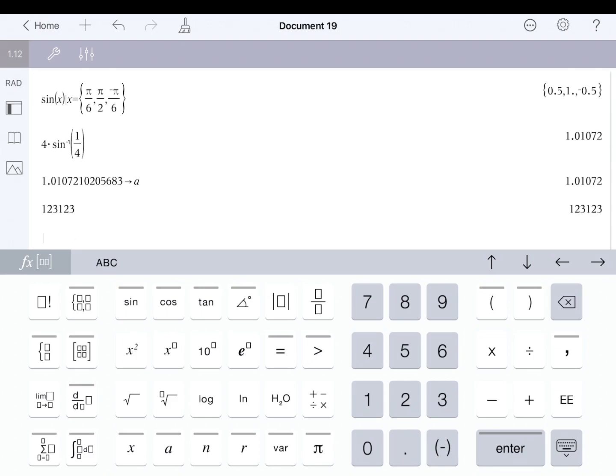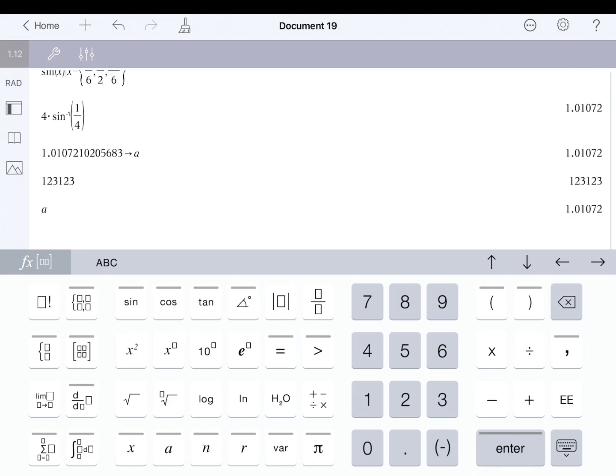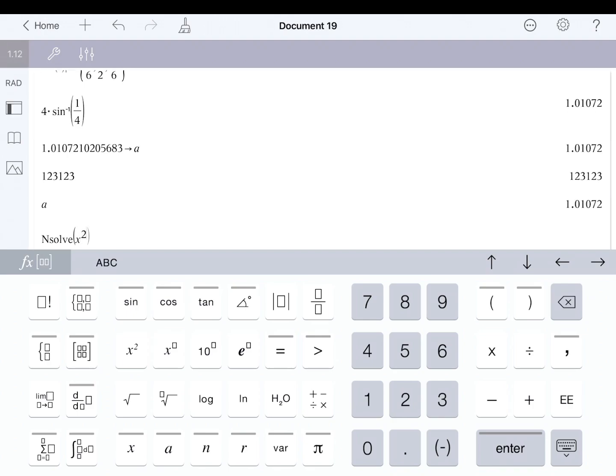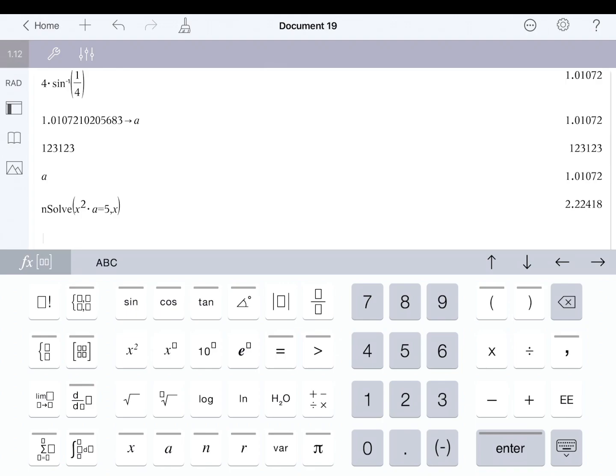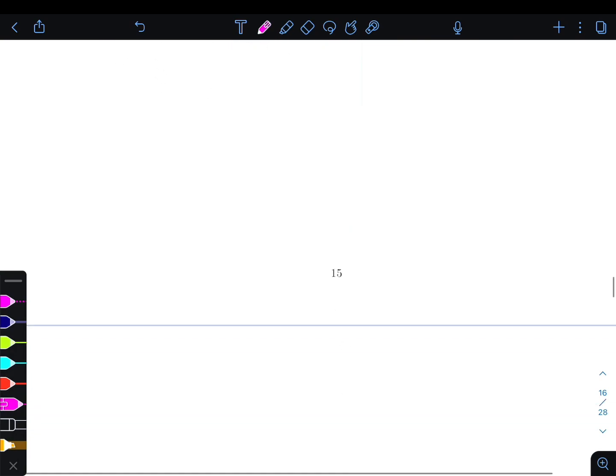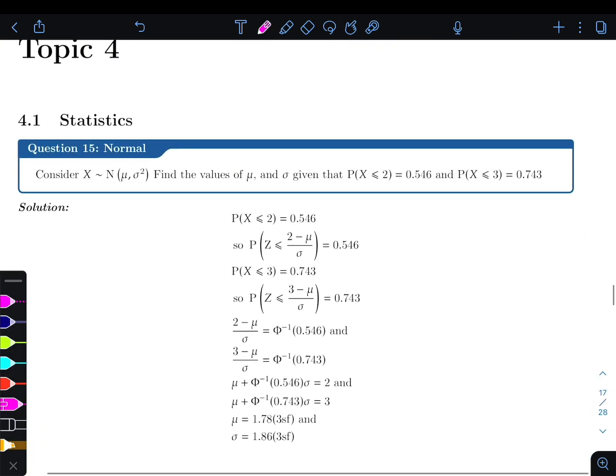So whatever value you put in, you press A again and you're going to come back to it. Then you can use it for the NSolve. For example, imagine you were solving x squared times A is equal to 5, and you're looking for x, and you can obviously find the positive length x like that. So what I'm telling you here is when the given constant seems to be very lengthy, no worries. I want you to store the value and then work on it. Okay? So that's that.